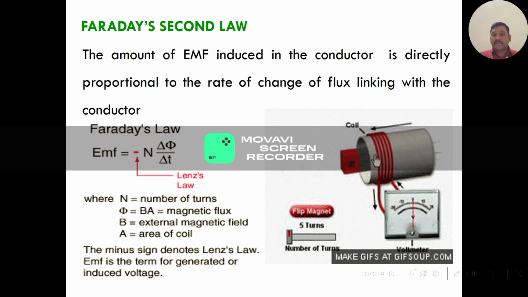Faraday's second law states that the magnitude of induced EMF is directly proportional to the rate of change of flux linking the coil. Here it is shown by the EMF equation, e = N dΦ/dt. This is the expression for the induced EMF in a coil.